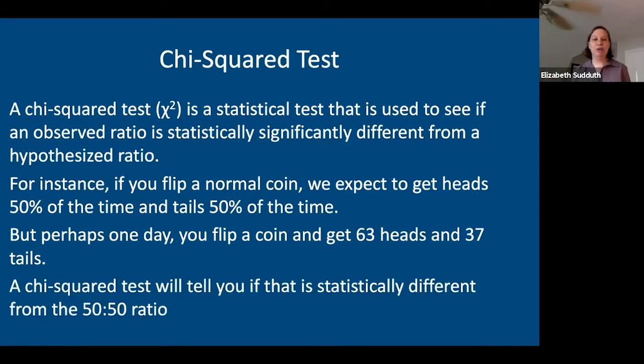So a chi-squared test will let us compare our 63 to 37 to 50-50 and tell us, is that similar enough to 50-50 that it's still 50-50, or did somebody give you a trick coin, which you can get at magic shops and places, a coin that will show up heads more often than tails and things like that.